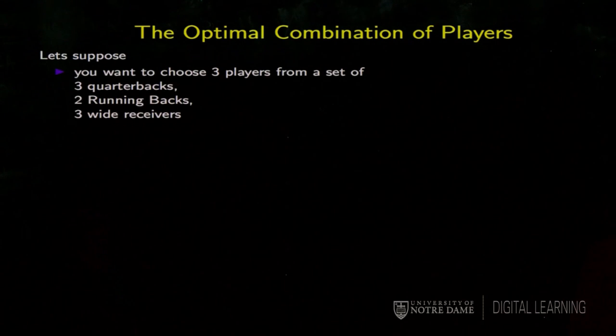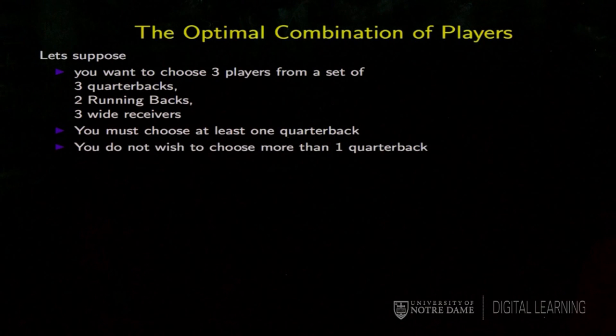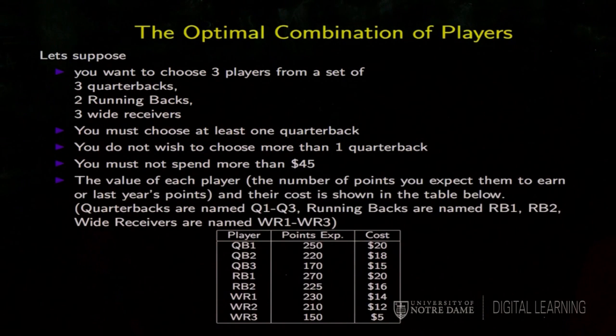You want to choose 3 players from a set of 3 quarterbacks, 2 running backs, and 3 wide receivers. And you have some constraints. You must choose at least 1 quarterback. You don't wish to choose more than 1 quarterback, so you're choosing exactly 1 quarterback. And you also have a budgetary constraint. You must not spend more than $45. And the value of each player and their cost are shown in the table below, the value being the points you expect them to score in the upcoming season.